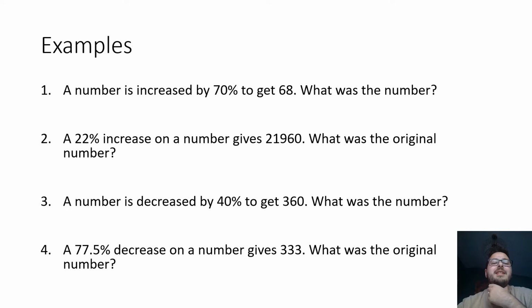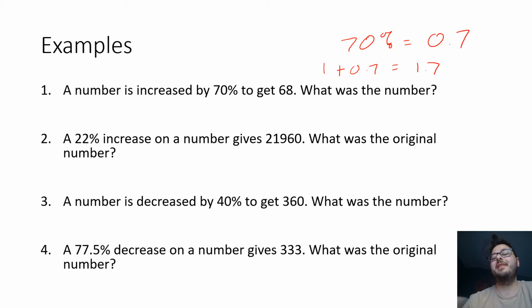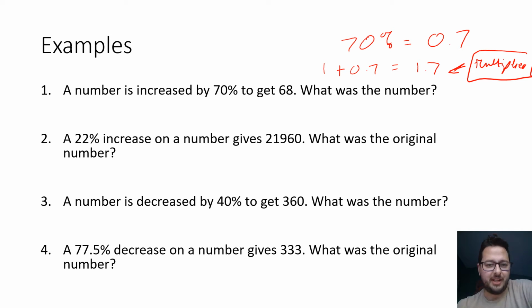Okay, so a number is increased by 70% to get 68. What was the number? I'll do this in quite a bit of detail and then we'll cut corners for the next few. So 70% as a decimal is 0.7. Because it's increased, we do 1 plus 0.7 is 1.7. That's your multiplier, so let's label that and circle it as well. That was absolutely disgusting handwriting.